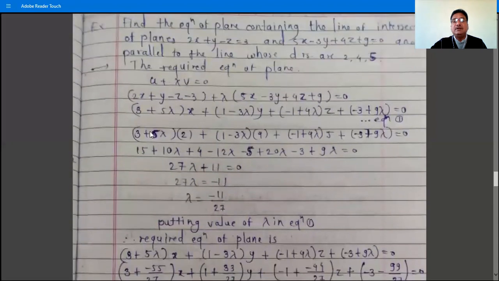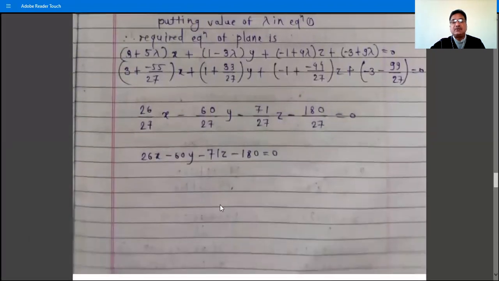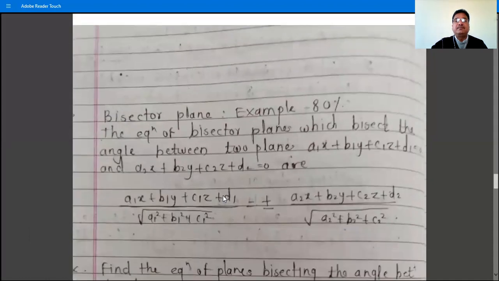So what is the equation? It is (2 plus 5 lambda) into 2, plus (1 minus 3 lambda) into 4, plus (minus 1 plus 4 lambda) into 5 is equal to 0. Find the value of lambda and put the value of lambda in equation number 1. We get the required equation of plane.